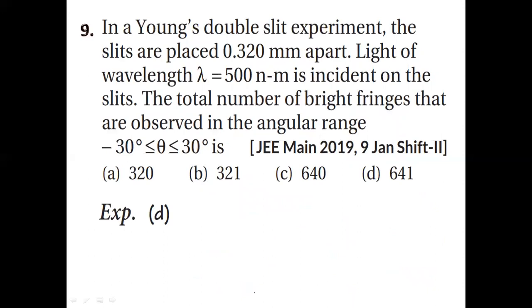Next one. In a Young's double slit experiment, the slits are placed 0.32 millimeter apart. Light of wavelength lambda 500 nanometer is incident on the slits. The total number of bright fringes that are observed in an angular range theta.